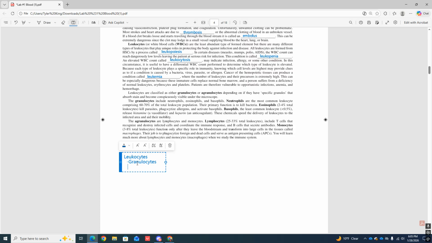Let's talk about the granulocytes quick. So if they're granulocytes, it means they have specific granules that absorb stain and become conspicuously visible under a microscope. These include neutrophils, eosinophils, and basophils. I'm going to put these in order from that mnemonic I taught you guys, so I'm going to start with B. The first one is going to be basophils, which is the least common.